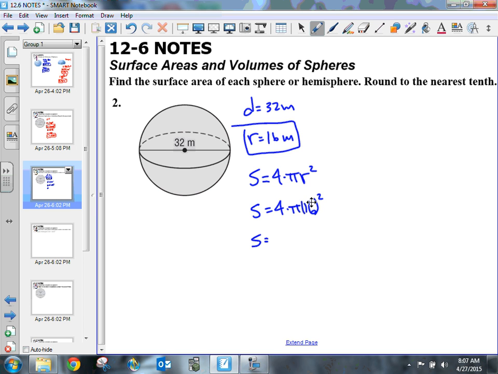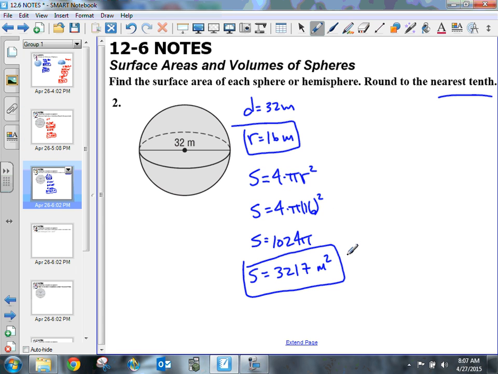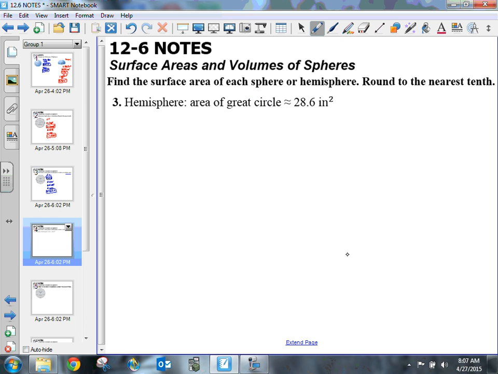If you do 16 squared times 4, you get 1,024 pi. And if you evaluate that, that's going to give you 3,217. If we round to the nearest tenth, this gives you like 0.99 something, so we just go ahead and round up. And this is in meters squared. I want to make sure we label that. Did I label the one before? Yeah, inches squared. We want meters squared. Okay, number three. Number three is a little bit tricky. It says the area of the great circle.